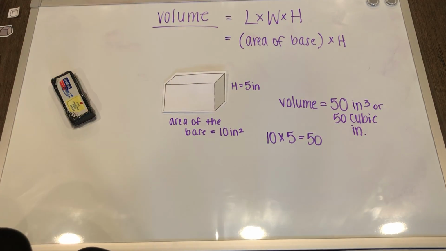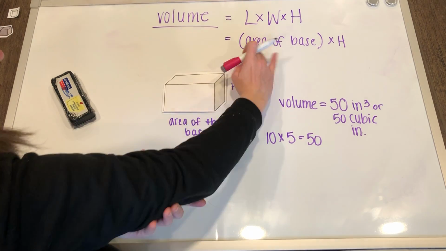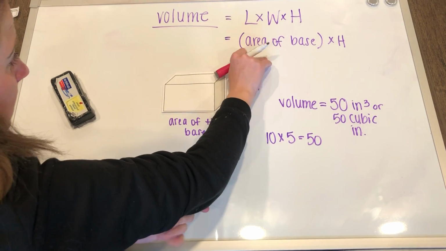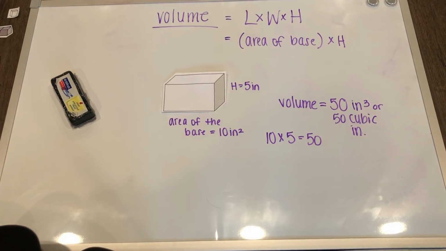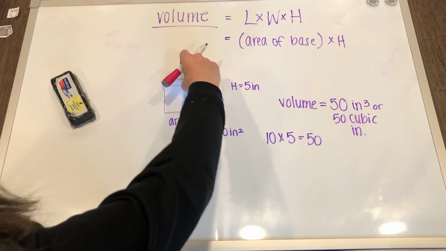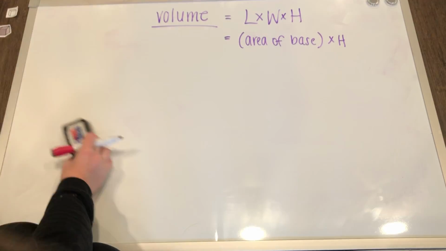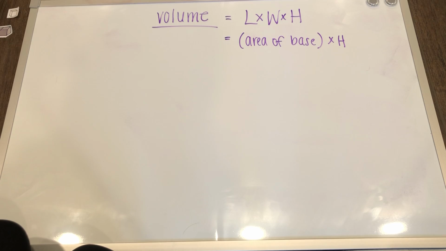So 2 ways to find volume for rectangular prisms: length times width times height, or we find the area of the base, or given the area of the base, and multiply that by the height. Okay, so now let's do a couple examples. Well, first, actually, let's do this.